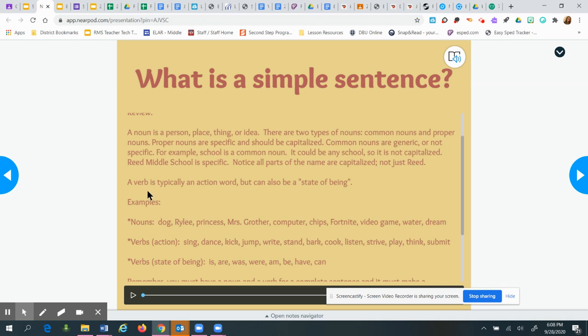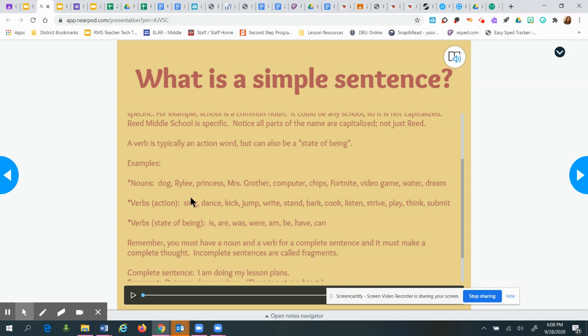A verb is typically an action word, but can also be what they call a state of being word, like be, been. Those aren't showing action, but they are verbs. For example, here are some nouns: dog, Riley. That one's capitalized because it's a specific name. Princess, Miss Grother. Again, we're capitalizing. Computer, chips, Fortnite, capitalized. Video games, water, dream.